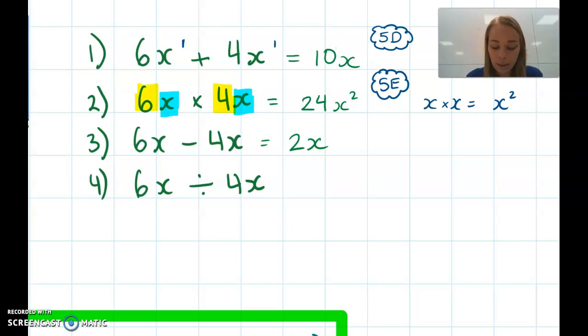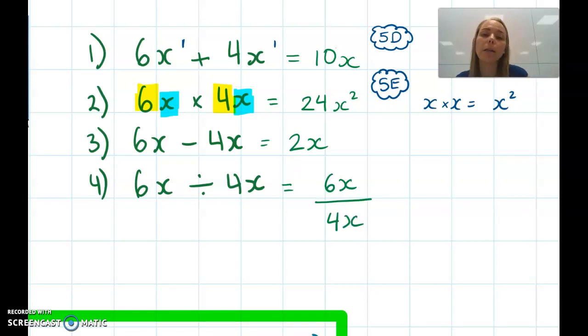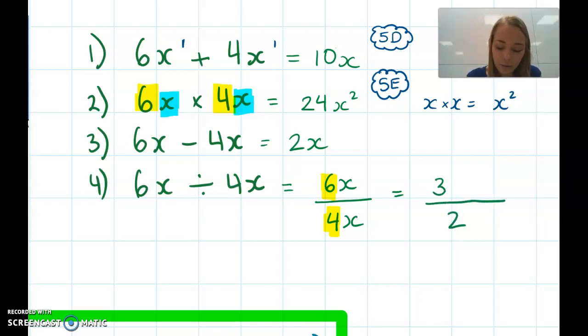The last one is 6x divided by 4x. Now, if we want to, we can write the division as a fraction, 6x over 4x. Again, I always just focus on the numbers first. So if I deal with that fraction, which is 6 over 4, is there a factor that goes into 6 and goes into 4? 6 over 4, can I simplify that? They're both even. So they can both be divided by 2. All right, so I'm going to divide them both by 2, and that gives me 3 over 2. Okay, then, sorry, we've done the number bit. I need to focus on the letters now.